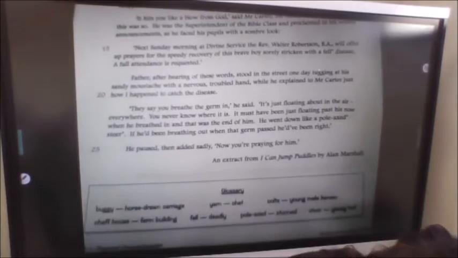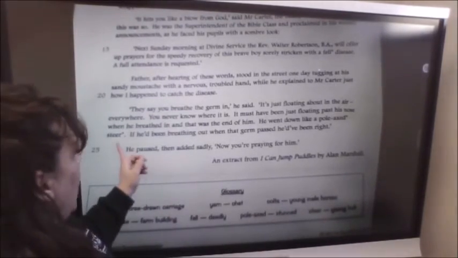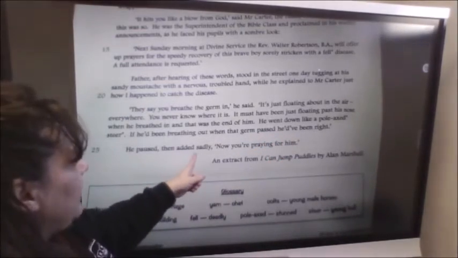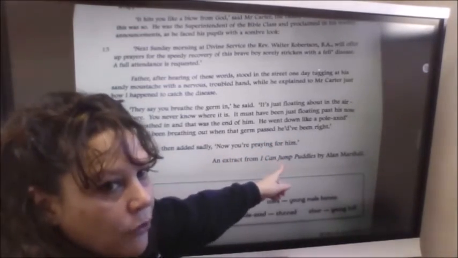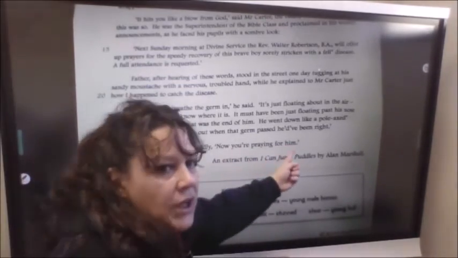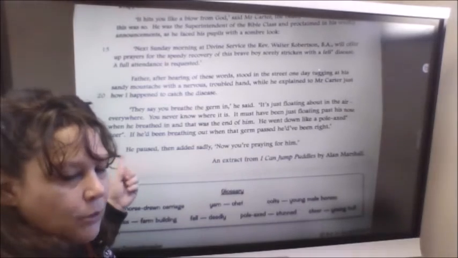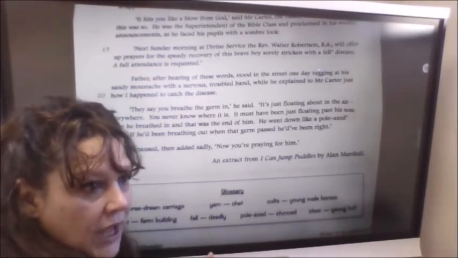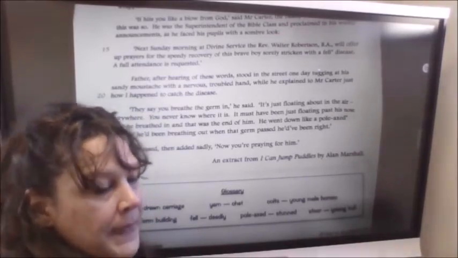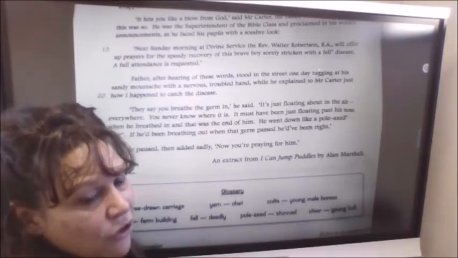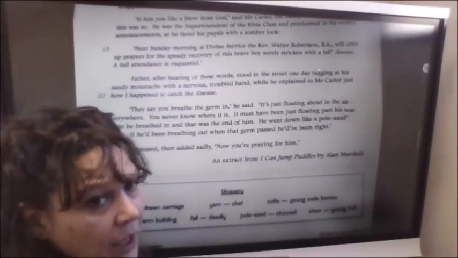Because it says, sorry, I'll lift it up a bit. If he'd been breathing out when that germ passed, he'd have been right. He paused and added sadly, now you're praying for him. So have a little look at this part here. Okay, how is he feeling? Optimistic means that you feel that everything's going to be okay. And pessimistic is when you think things aren't going to be okay. Nothing's ever going to be the same.